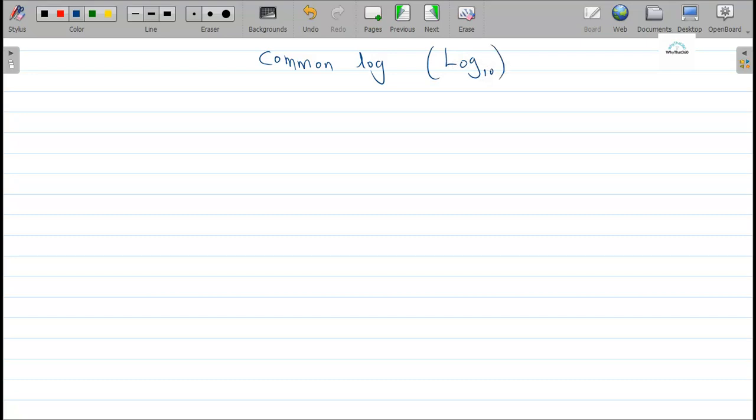And then there is the natural log. Most of the time, the natural log works just like the common log.